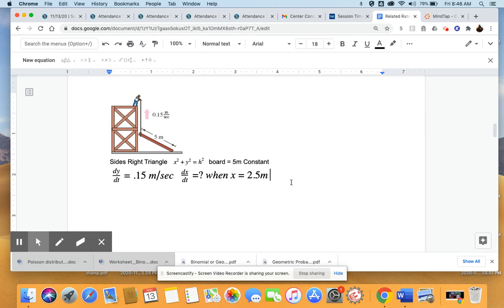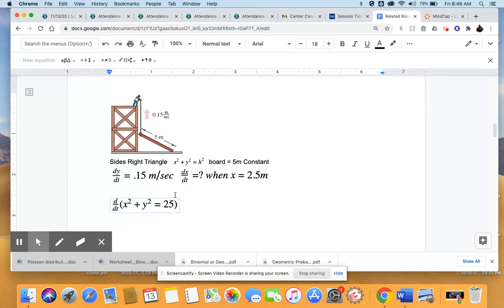So for us, let's go ahead and start by recognizing that we're going to have to take the derivative of this equation. So we're going to make that statement. We're going to have to find the derivative, d/dt, a time derivative of our equation, x squared plus y squared equals. Now here's something important. The board, the hypotenuse, is not changing. It is constant, which means we could plug it in immediately. So we're going to just put in there 5 squared, which is 25. And that is our first step to this.